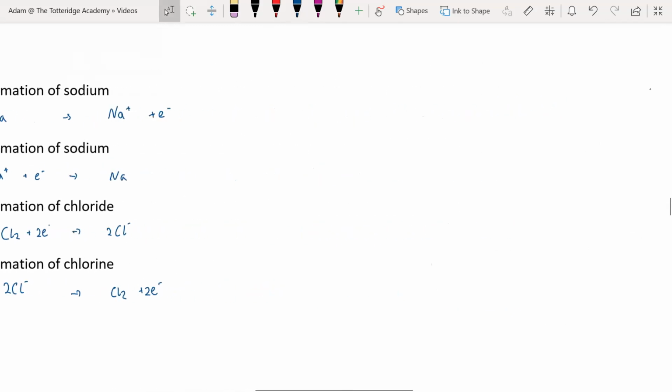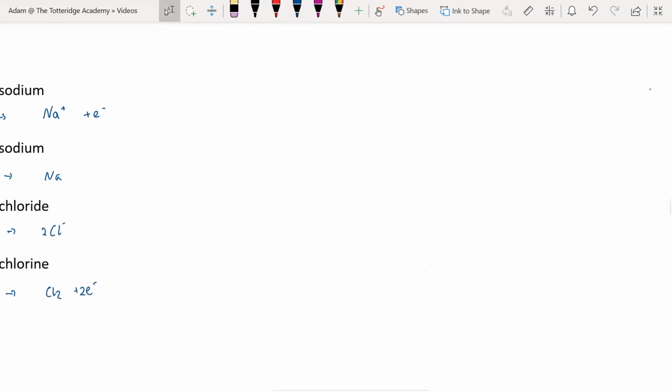Now let's go back to our drawing of electrolysis. So let's say I'm doing electrolysis on sodium chloride. So I'm turning sodium chloride into sodium and chlorine.